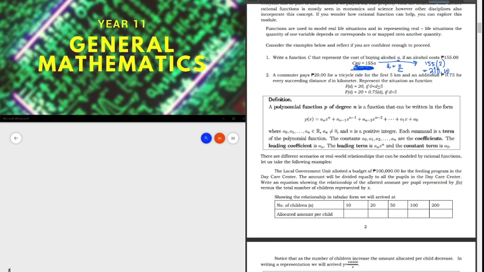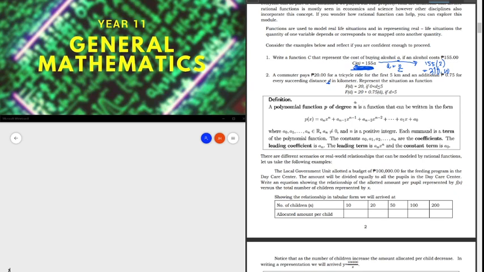Second, a commuter pays 20 pesos for a tricycle ride for the first 5 kilometers and an additional 0.75 for every succeeding kilometer, where D represents the distance in kilometers. Represent the situation as a function. So this is what the function represents.